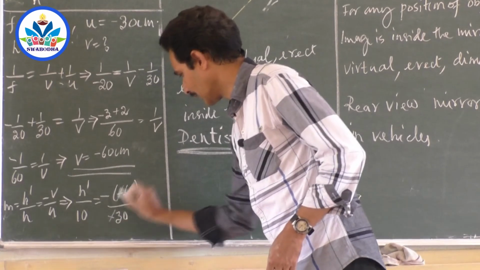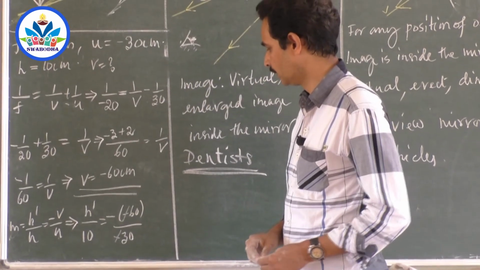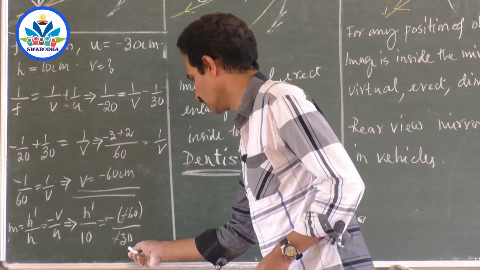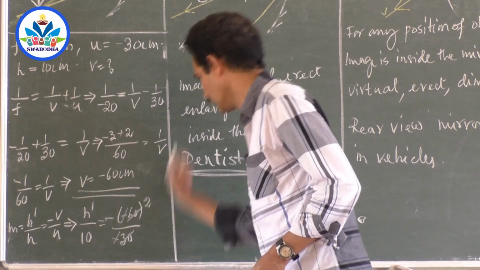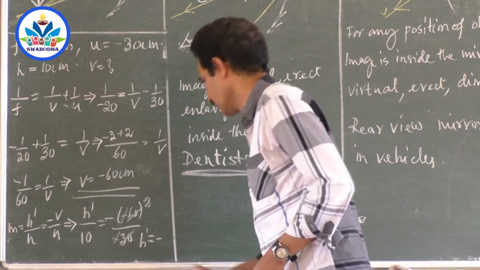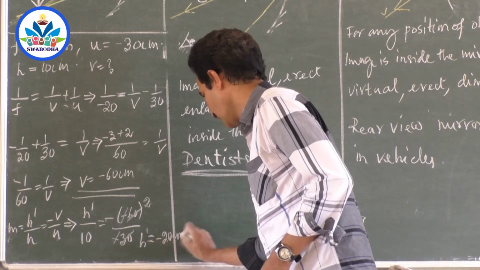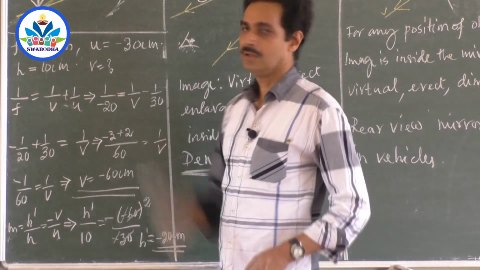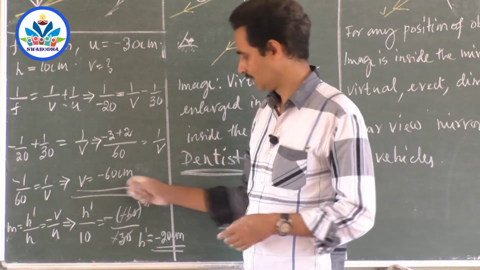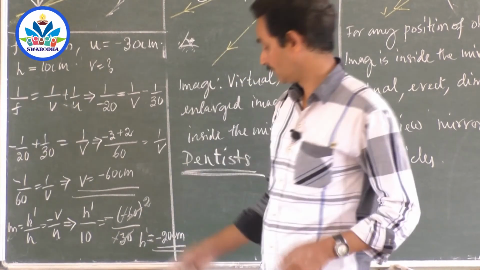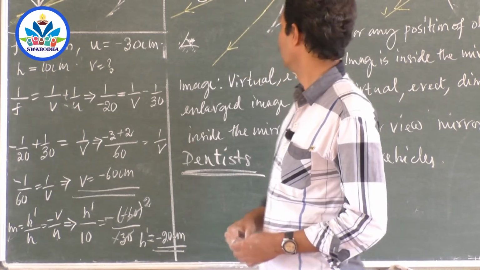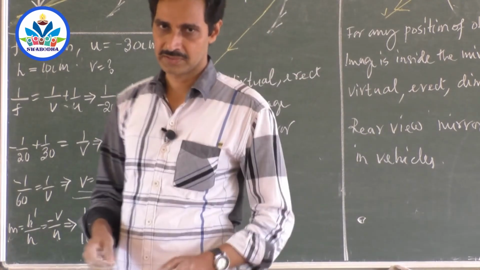Now this gets cancelled, and this is minus, this is 30, and H dash we want, this is 2 times, correct? And what is H dash? H dash is equal to minus 20 centimeters, which is double the size of the object. So the image is beyond C, on the same side as the mirror, so minus of double the height, 20 compared to 10, is formed on the same side, beyond C. So this is also correct. So this is one type of image formation, right?